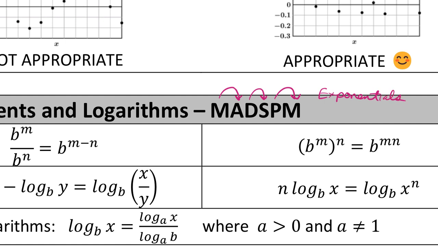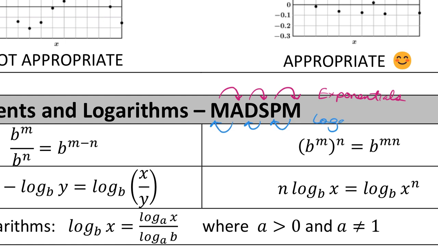Because if you are multiplying bases, you add the exponents. If you are dividing bases, you subtract the exponents, top minus bottom. If you are raising a power to a power, you multiply those exponents. However, if you're dealing with logarithms, since logarithms and exponentials are inverses, it's like you're using MADSPAN backwards.